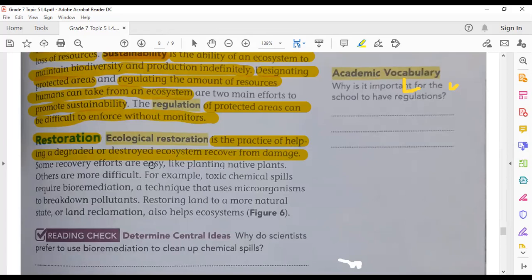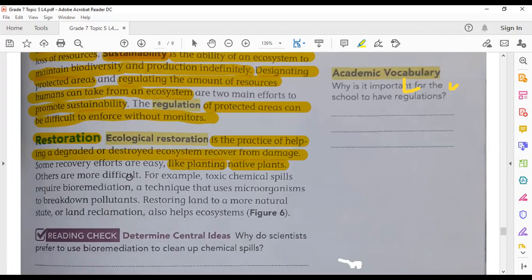What are the recovery efforts like planting? Simply, suppose that we have a damaged forest where people cut down trees. We can restore it by replanting new trees. Also, we can plant native plants. These are examples of restoration efforts.